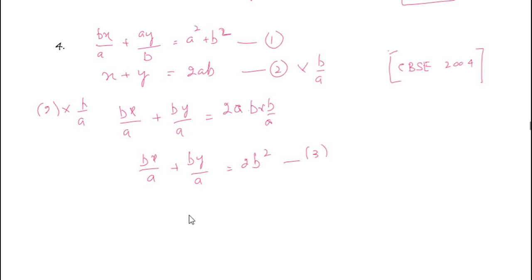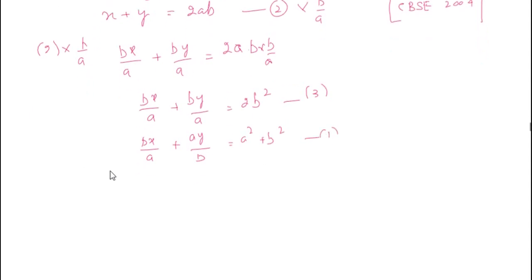Let me write the equation 1 down here. So this is bx divided by a plus ay divided by b equal to a square plus b square. So this is equation 1. Now equation 3 minus equation 1. So eliminate x here. So this becomes minus. So entire thing gets cancelled.